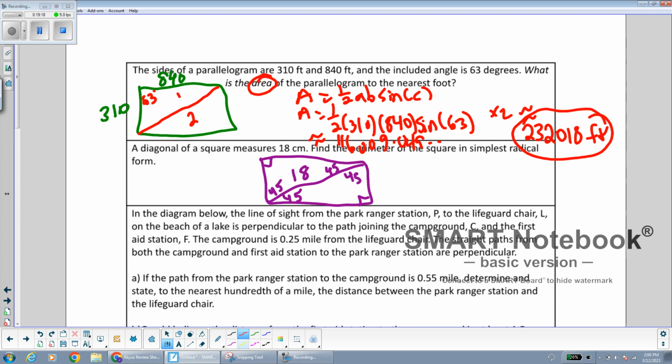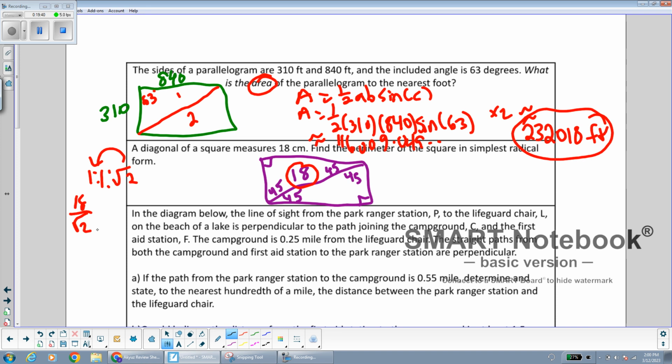Now remember, in a 45, 45, 90 triangle, the ratio is 1 to 1 to radical 2. And we know the biggest side. We know the hypotenuse. So we need to get back to the smaller side. So we need to divide by radical 2. So 18 divided by radical 2.